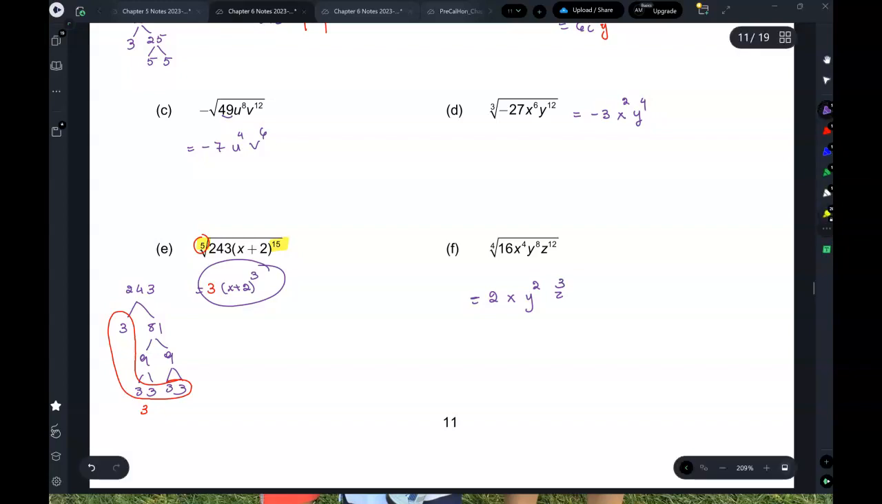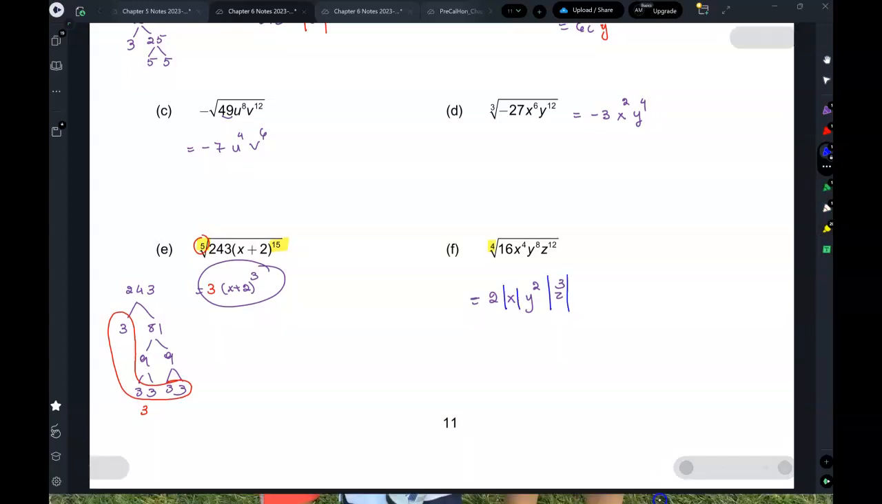Okay, now you have to divide everything by 4. Now you have even, odd. So for some of them, so which one gets an absolute value? The X and the Z. So I can combine this and I can say 2y squared and in absolute value xz cubed. No, combine them. Okay, questions, Ariel.